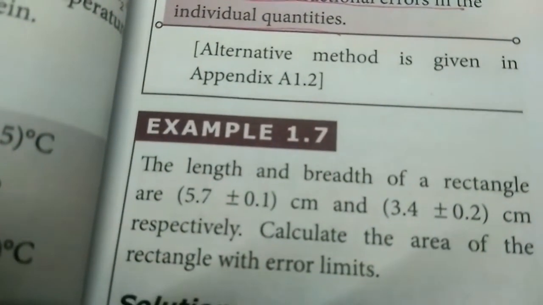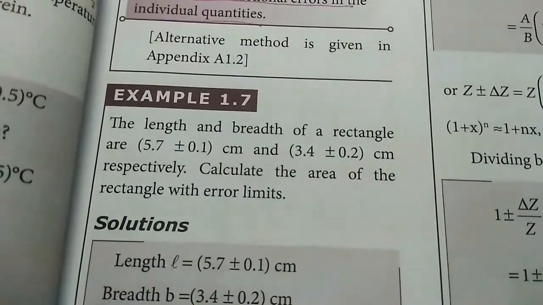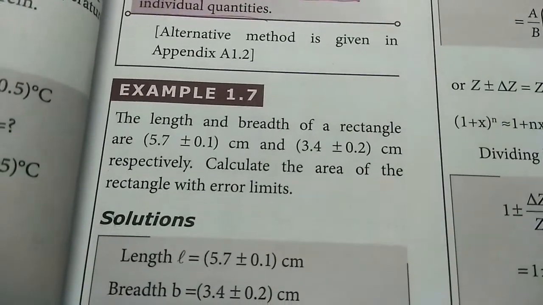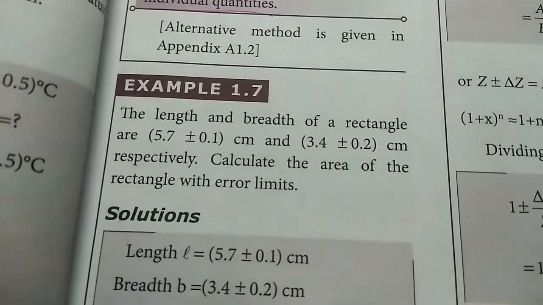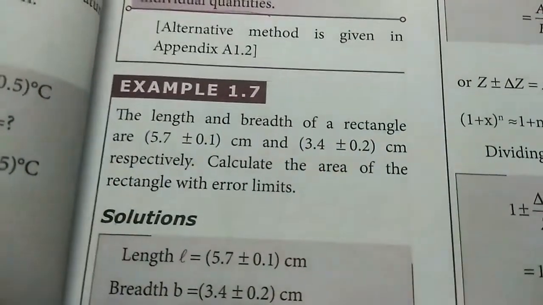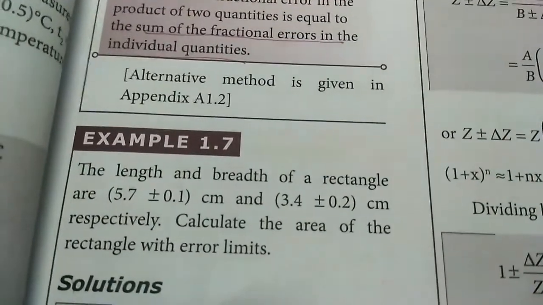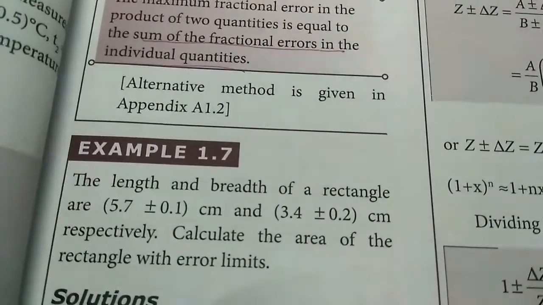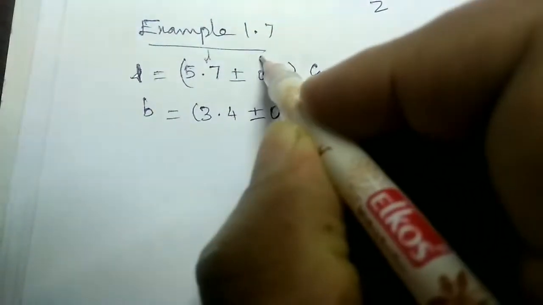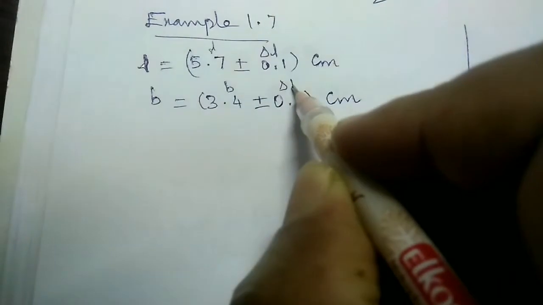Now come to example 1.7. They give the length and breadth of a rectangle. Length is 5.7 plus or minus 0.1 centimeter. Breadth is 3.4 plus or minus 0.2 centimeter. Calculate the area of the rectangle with the error limits. Okay students. Here I write the data. So this is L and this value is del L. This is breadth, and this is the absolute error in breadth.